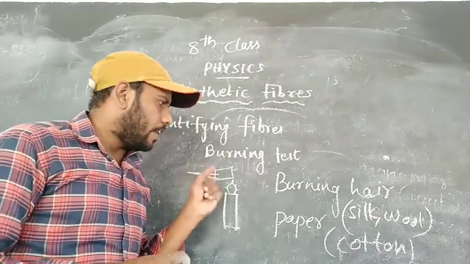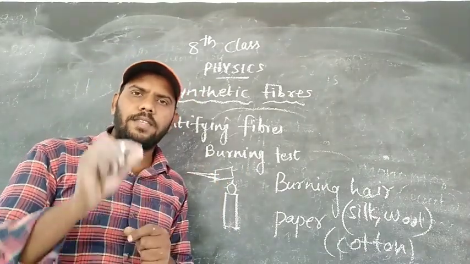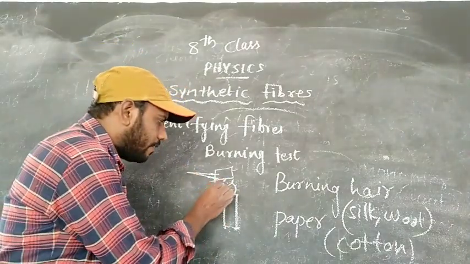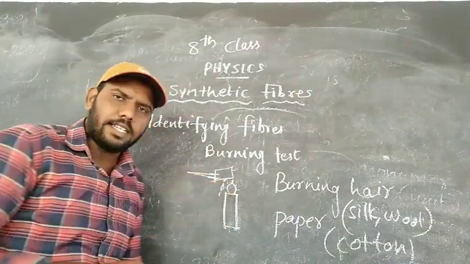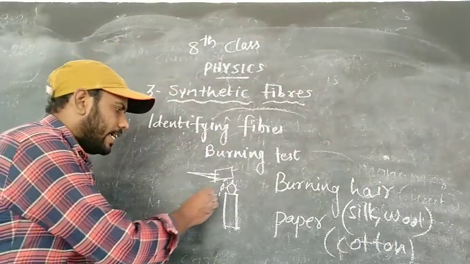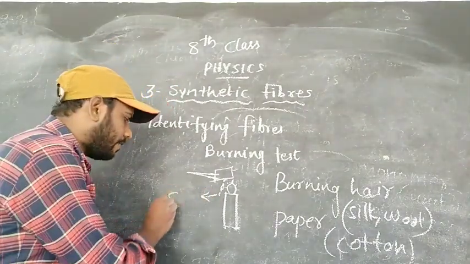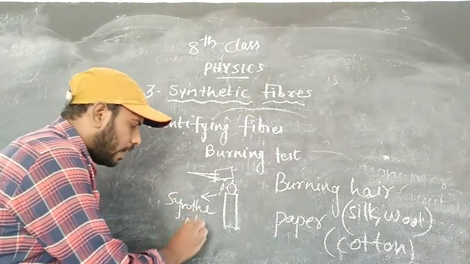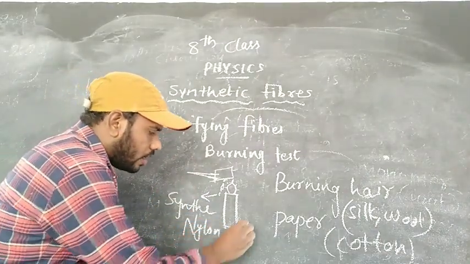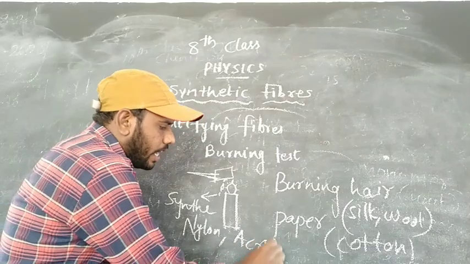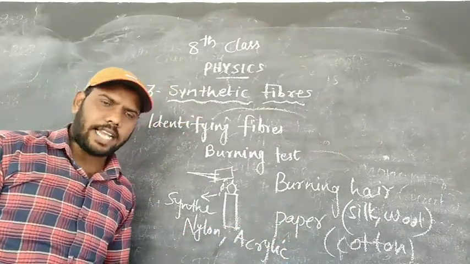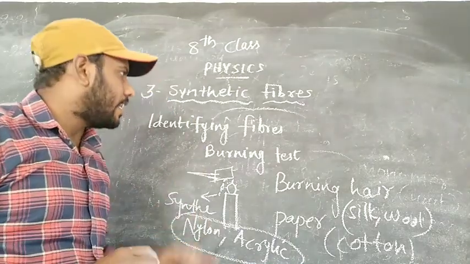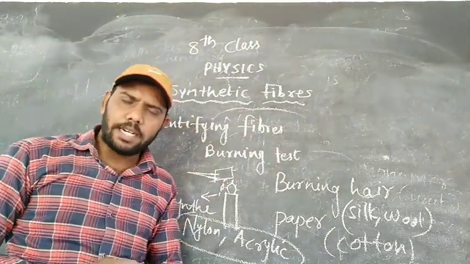Next, if you burn a cloth piece and it starts to melt and fall like this, then we can understand it is a synthetic fiber such as nylon, acrylic, etc. So this is identifying the fiber through a burning test.